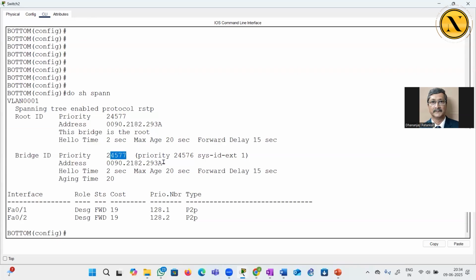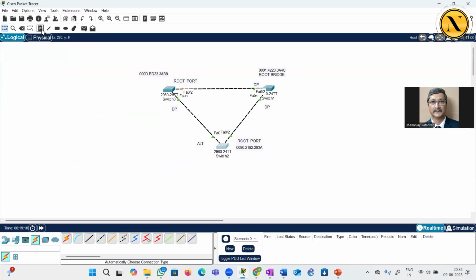24,577. This is my priority now. I'm at the bottom switch, right? So right now my priority is this much. For VLAN 1, this is the root bridge, so this should be the root port. And now this is blocked. See that? Earlier this port was the alternate port, but now this port has become the alternate port. See orange.